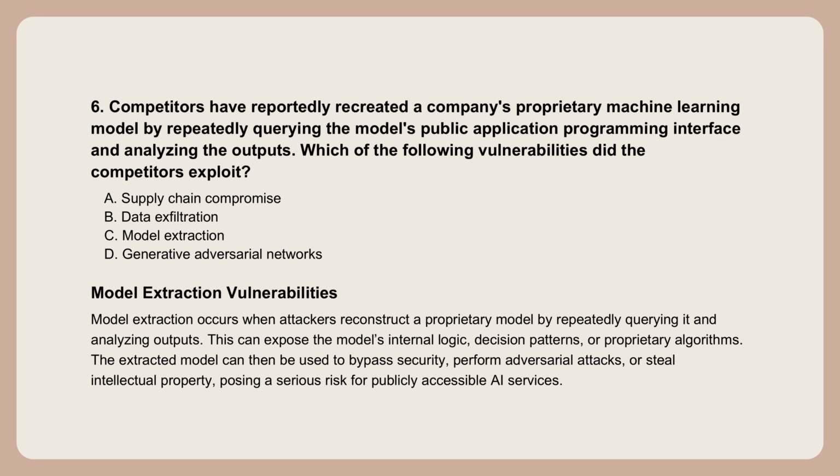Competitors have reportedly recreated a company's proprietary machine learning model by repeatedly querying the model's public application programming interface and analyzing the outputs. Which of the following vulnerabilities did the competitors exploit? Is it A, supply chain compromise, B, data exfiltration, C, model extraction, or D, generative adversarial networks? Here we are looking at C, model extraction.